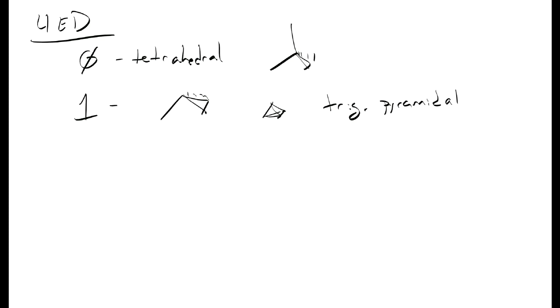And finally, you can have 2 non-bonding pairs. So now it's just two bonds. You've eliminated 2 of the sticks off the tetrahedron, and it's exactly what it looks like. It's a bent molecule.